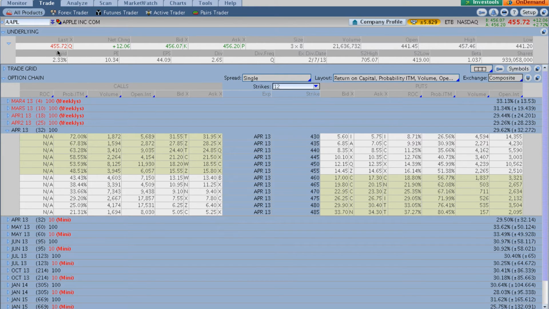So the last price, 455.72. So the closest to the money strike will be 455. You see here on the put side, we got 14.45 bid, 14.65 ask. So we got about a 20 cent wide bid-ask spread going on there.